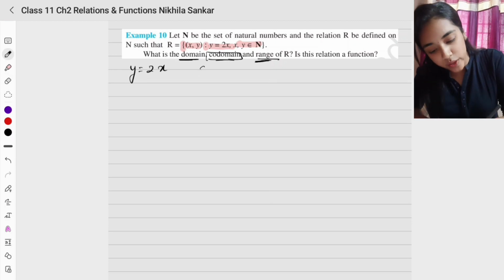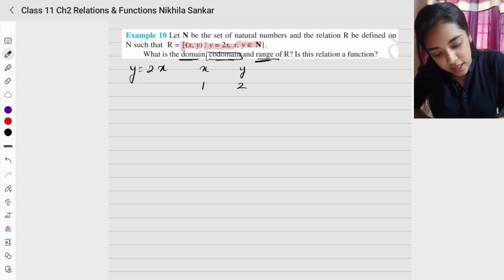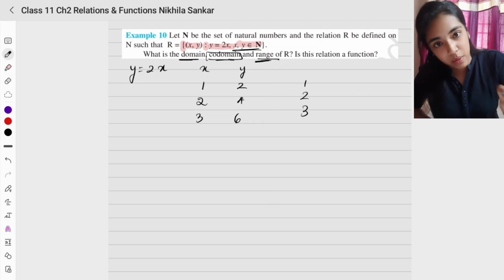So now y equals 2x. Now let's put values for x and y, just a few examples. So when x is 1, y is 2. When x is 2, y is going to be 4. When x is 3, y is going to be 6. So how does your diagram look like? 1, 2. They've given that x, y belongs to N. Correct?